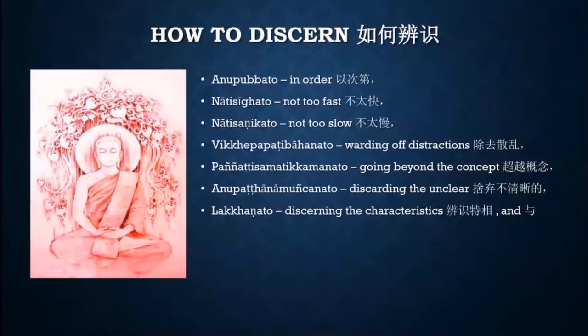So now, if we review all these suggestions, we must discern orderly, neither too fast nor too slow. Then we can skip. We must keep knowing the 4 elements without knowing any other things. We must discern the elements going beyond the concept. Then we have to discard the unclear. We have to discern only the characteristics of the element. These are the recommendations for practitioners.